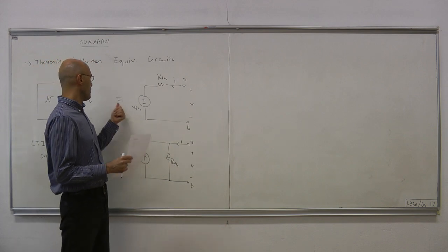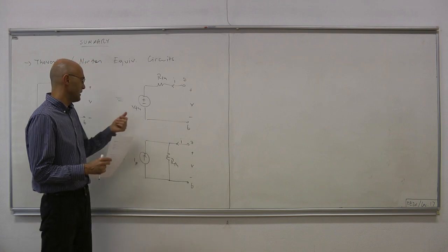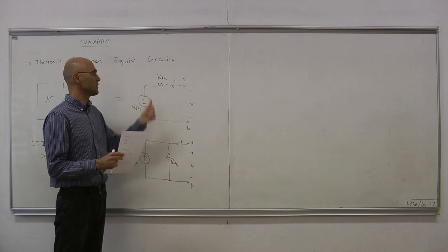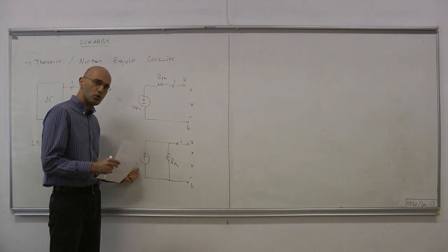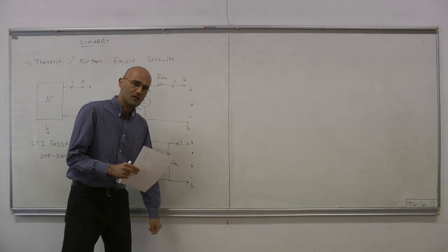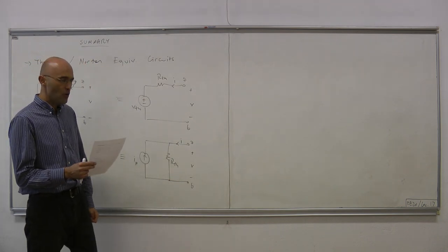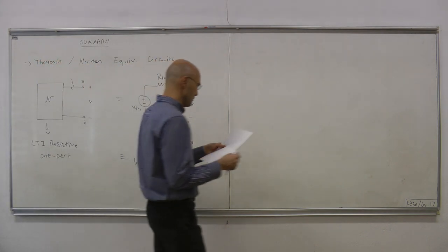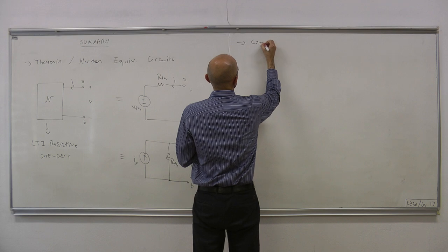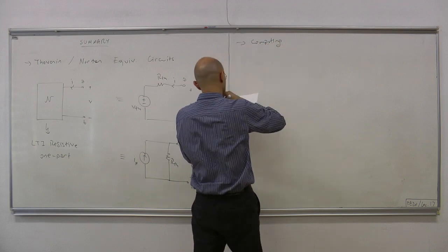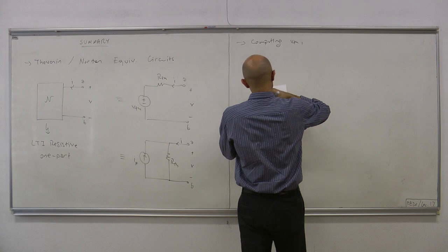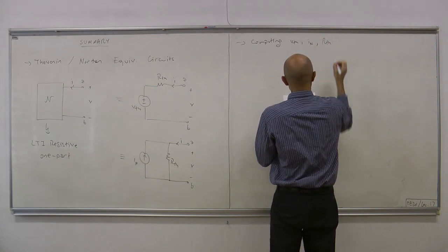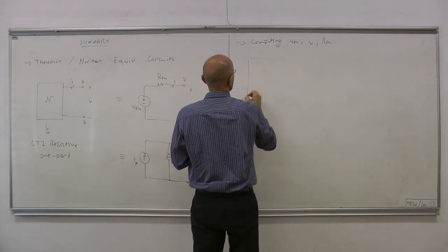Now, for this equivalence to hold, clearly we should choose special V Thevenin voltage and R Thevenin resistance, or special I Norton current and R Norton resistance. And how we figure out those parameters from a given one-port was as follows. Computing the parameters V Thevenin, I Norton, and R Thevenin. This is what we do.